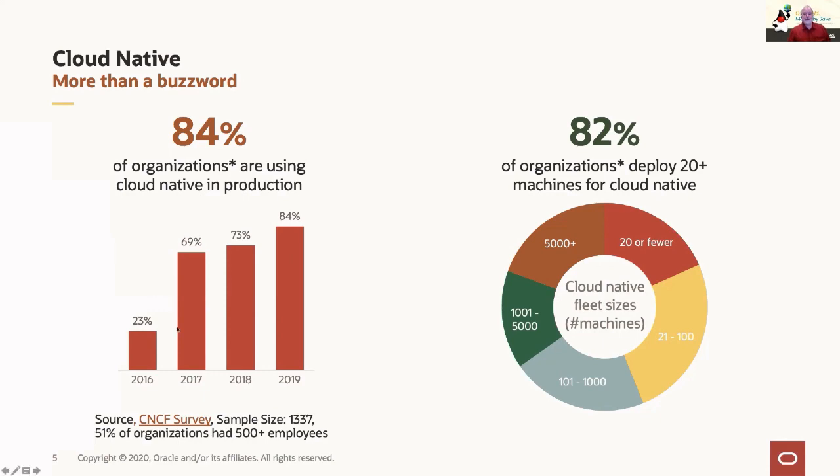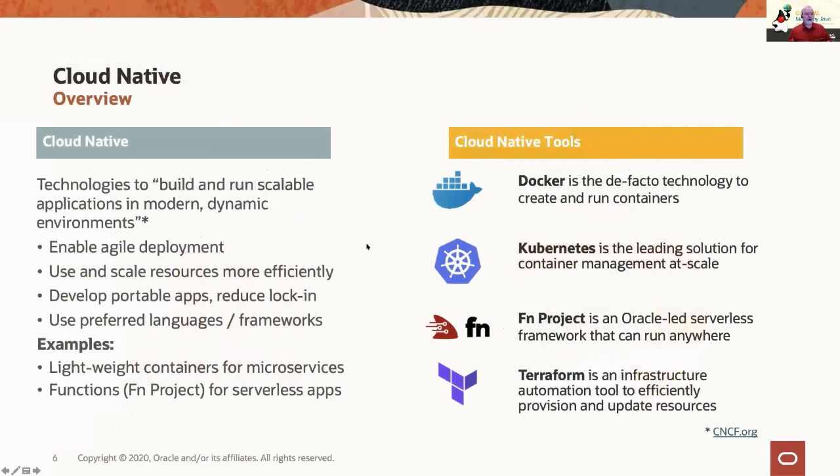Now, when we come to using cloud native, it's something that a lot of people talk about. There is an agreed definition, however, and that definition comes from the CNCF, the Cloud Native Computing Foundation, and it is about technologies to build and run scalable applications in a modern dynamic environment. What do they mean by a modern dynamic environment? Basically, they mean public, private, or hybrid clouds. These technologies allow the use of agile development methodologies. It enables you to use and scale resources very efficiently so you can quickly respond to changes in demand.